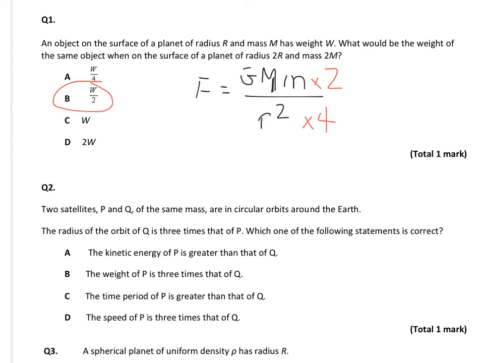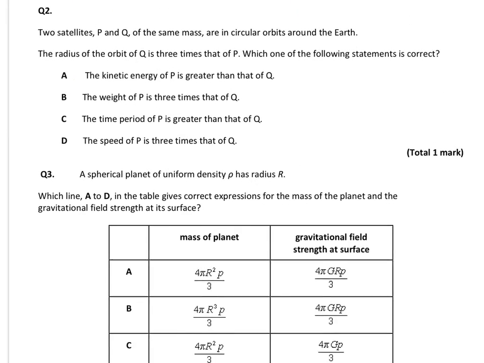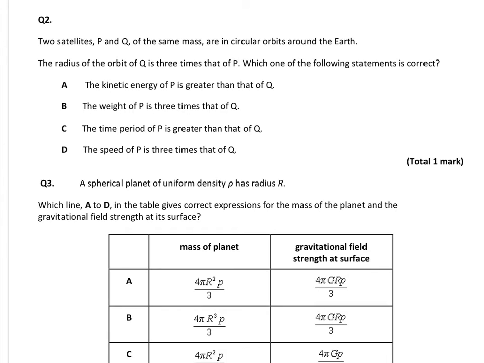Okay, so let's scroll down. So now we've got two satellites, P and Q. They're the same mass and they're in circular orbits around the Earth. But the radius of the orbit of Q is 3 times that of P.